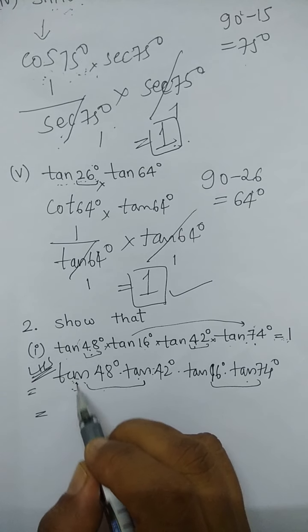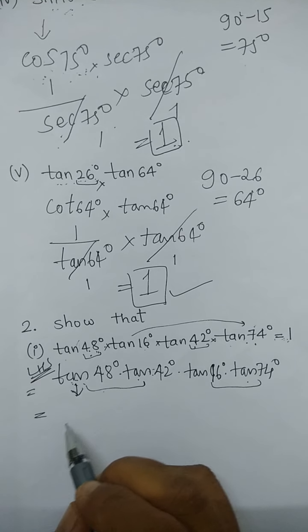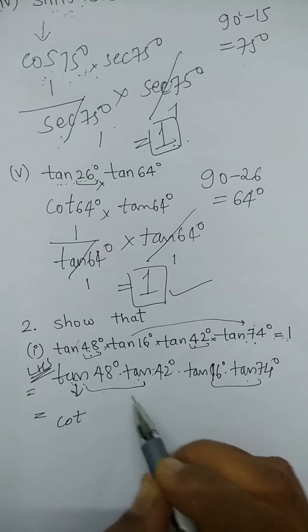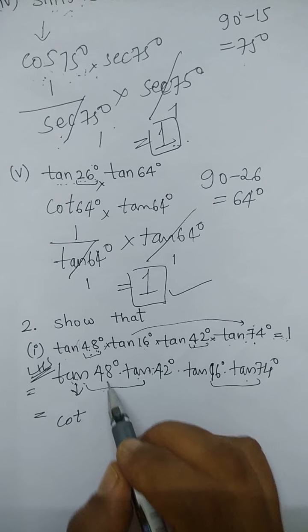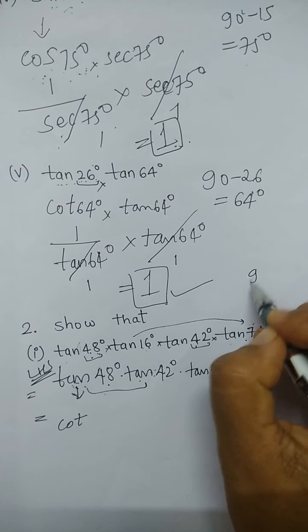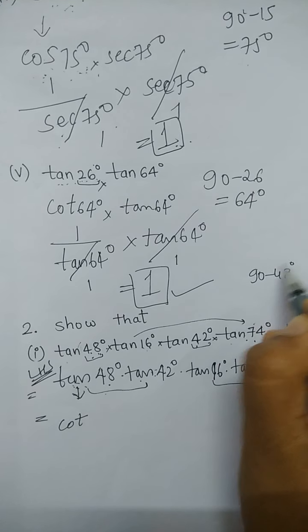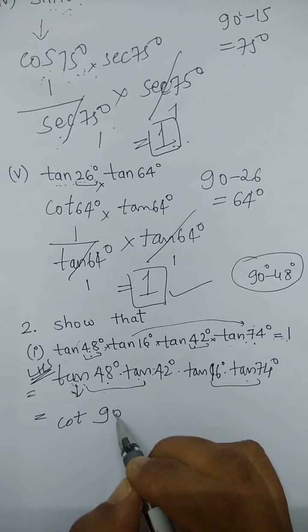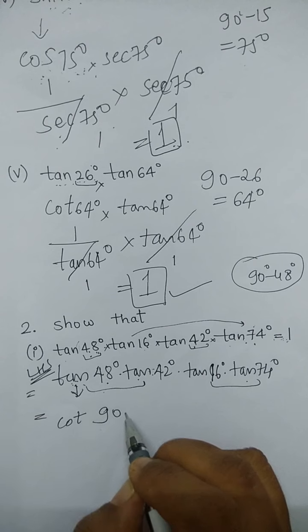What is the complementary ratio of tan? It is cot. And the complementary angle of 48? It is 42. Yes. How did you get that 42? 90 minus 48. What you have to do to find the complementary angle? Yes, 90 minus 48.